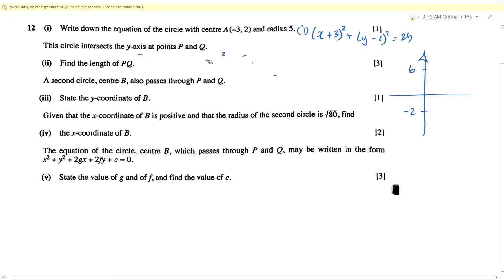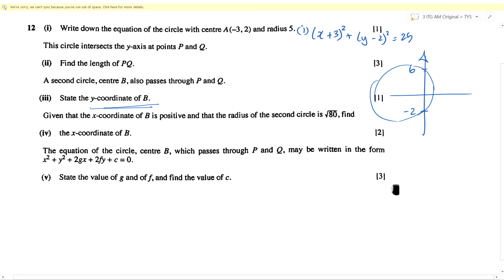A second circle, center B, this time there's a different center, passes through P and Q again. Okay, so the first circle is on the left. Something like this. The second circle, center B, passes through P and Q. State the y coordinate of B. Okay, sure.